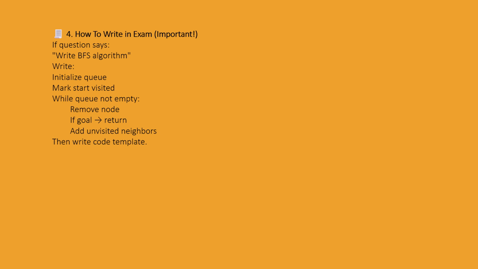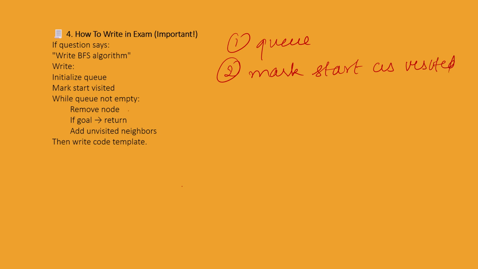How to write an exam? If a question says write a BFS algorithm, first write initialize a queue. Then mark start as visited. Now, while the queue is not empty, you remove the node. Then, if goal is equal to node, you return. Add unvisited neighbors, if any. Then write the code template simply. This is the basic structure.